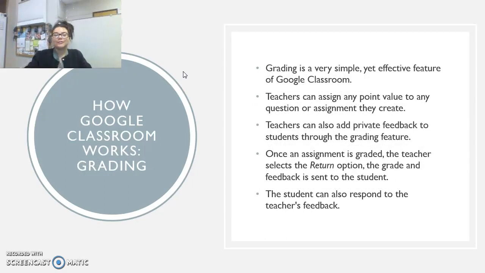Grading in Google Classroom is very simple yet effective. You can assign any point value to any question or assignment that you create. You can also provide private feedback through the grading feature. Once an assignment is graded, the teacher selects the return option, and the grade along with the feedback, if you've provided it, is sent to the student. Google Classroom also gives students the feature to provide feedback to you, so they can respond to your feedback.